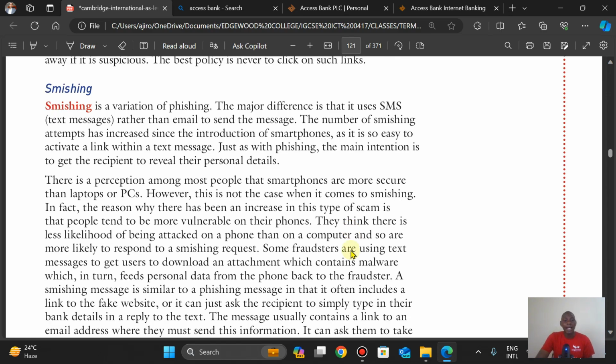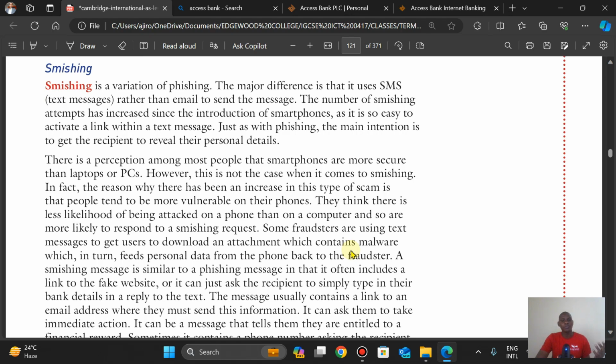Now, there's a perception among most people that smartphones are more secure than laptops or PCs. That is not even a perception. Every system is vulnerable. Smishing is a text message that is sent to your smartphone, which has increased the type of scam that many people have become vulnerable to because of their smartphones in their hands.